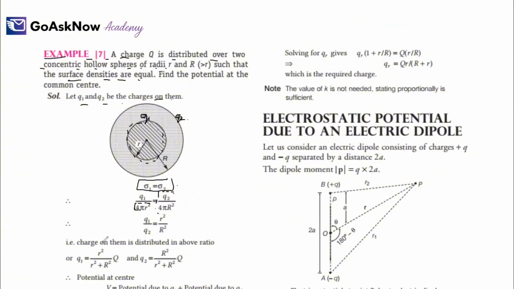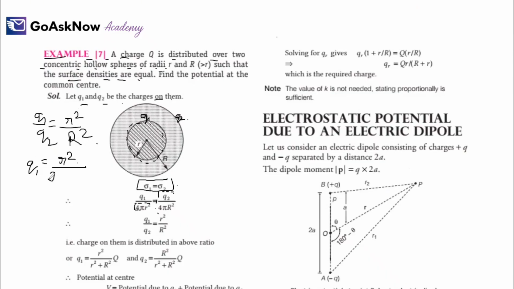So the charge on them is distributed in the above ratio. Okay. So charge is distributed in this ratio only. Q1 by Q2 is equal to small r square by capital R square. Or you can find out Q1. If you have Q1 by Q2 is equal to small r square by capital R square, then you can find out the Q1 value. That will be equal to small r square, this quantity, upon total quantity.